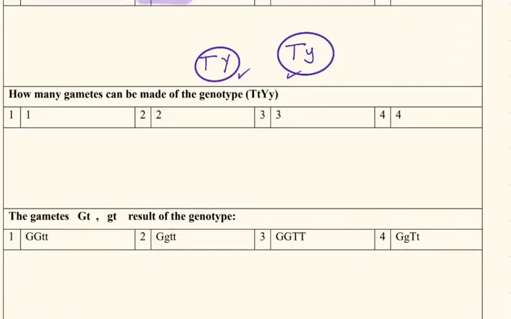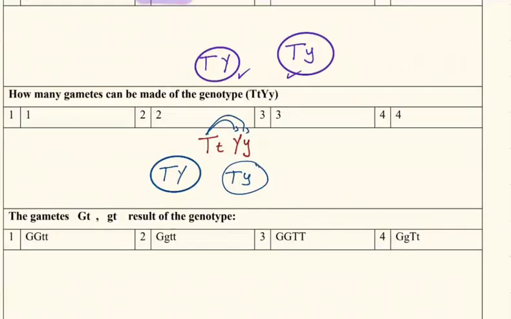Let's look at this one. How many gametes can be made from this one? T capital, T small, Y capital, Y small. Now let's cross it. The first with the first, T capital, Y capital. The first with the second, T capital, Y small. The second with the first, T small, Y capital. The second with the second, T small, Y small. So how many gametes can be made? Four gametes will be made from this one.